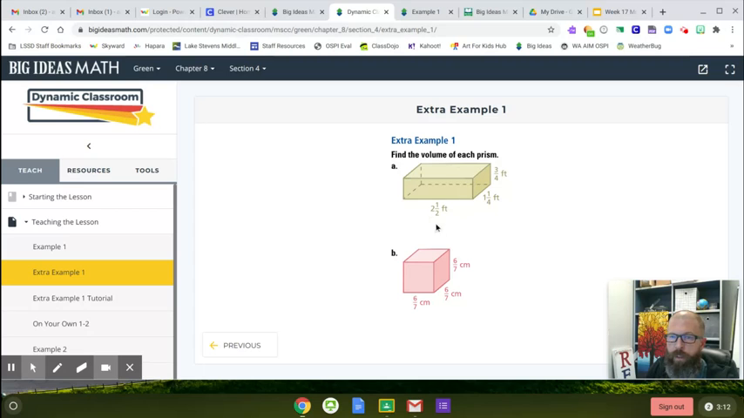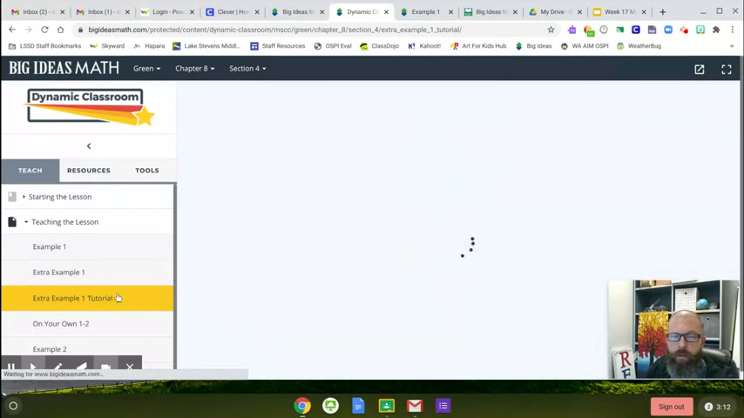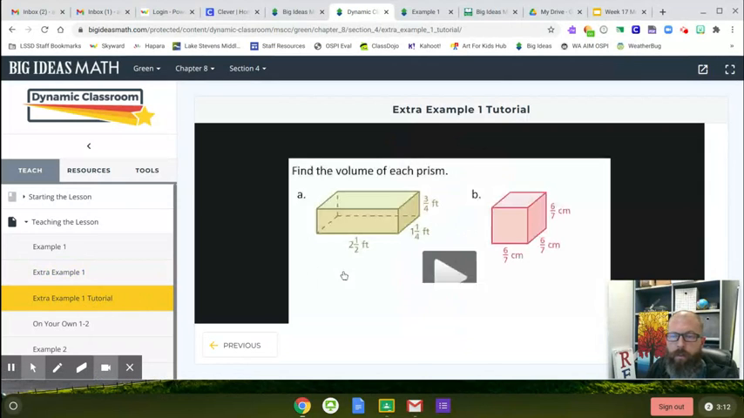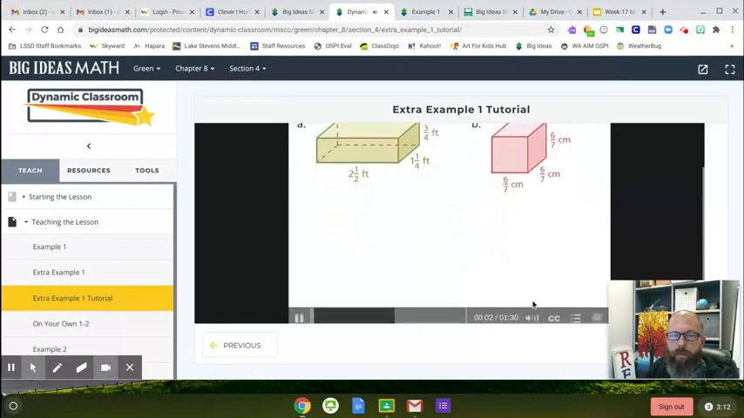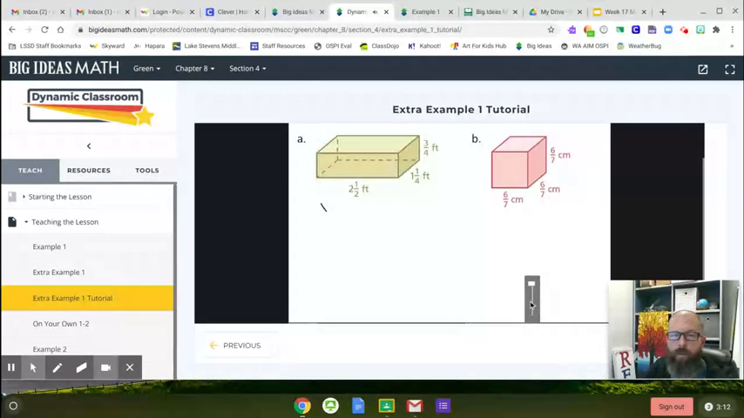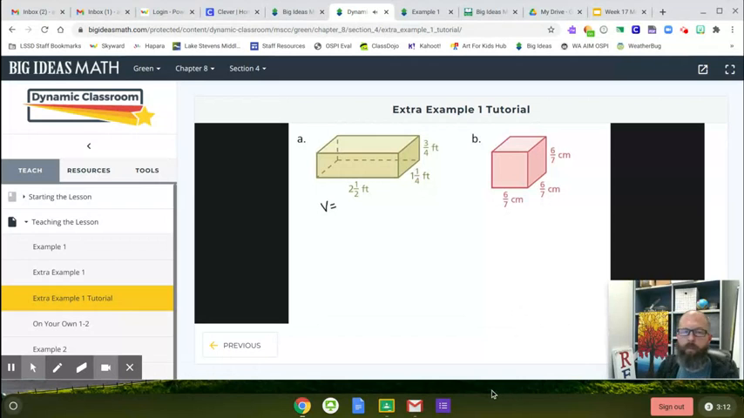Find the volume of all three of these prisms. Part A. The volume of a rectangular prism is length times width times height. Here the length is 2.5 feet, the width is 1 1/4 feet, and the height is 3/4 foot. So the volume equals 2.5 times 1 1/4 times 3/4.